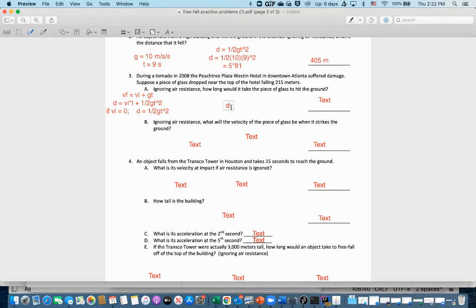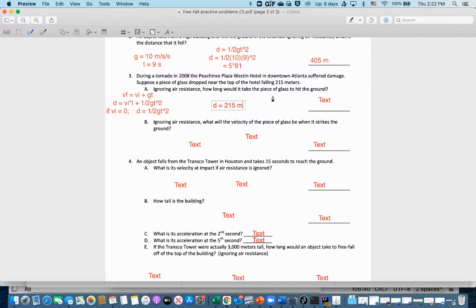Okay, so first, this gave us a distance, 215 meters. If you're ever struggling with what to know, remember, we can identify by the units. Distance will always be in meters. Velocity is in meters per second. Time is in seconds. And acceleration is meters per second squared. So by looking at those, we can identify what it is.